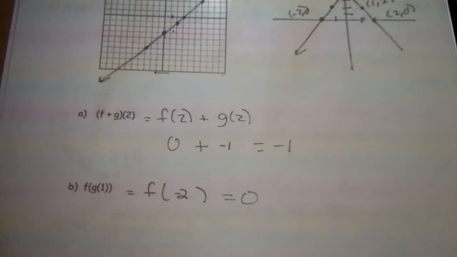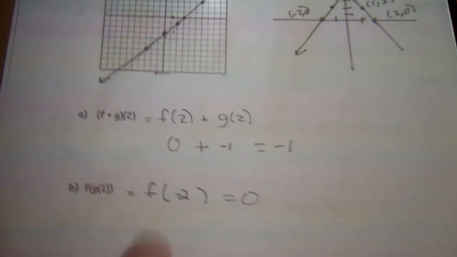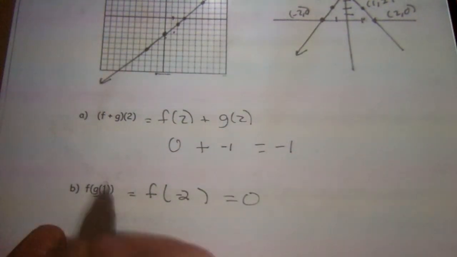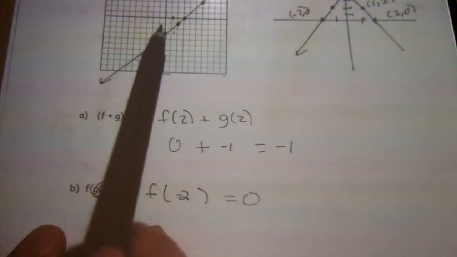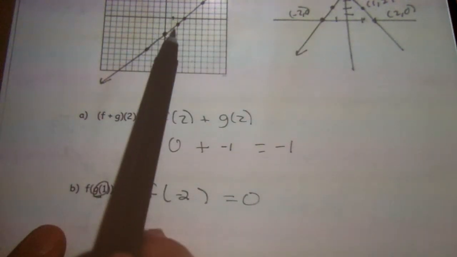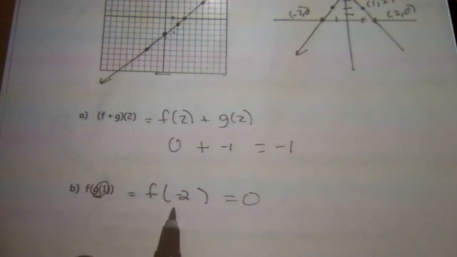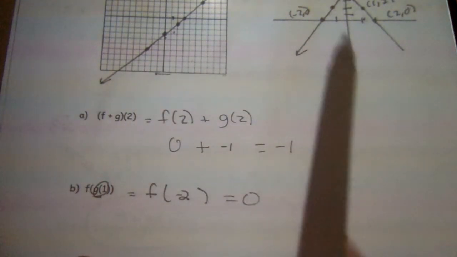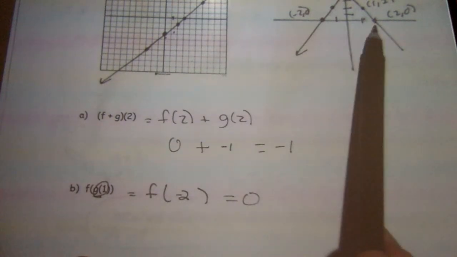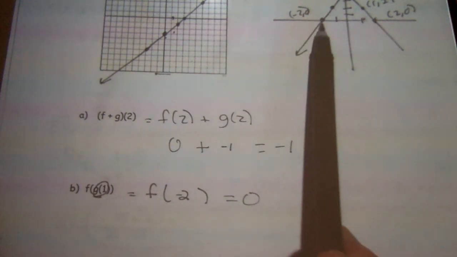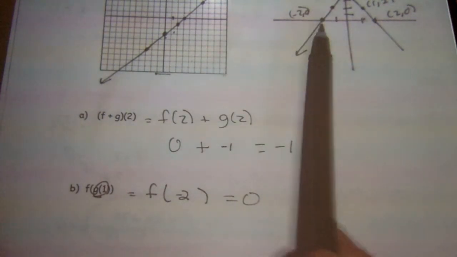How'd I get what? I had to find g of 1 first. So I went over to this function. Here's 1, and that's -2. So then I found f of -2 by going to the f function, going over to -2, and the y is 0.